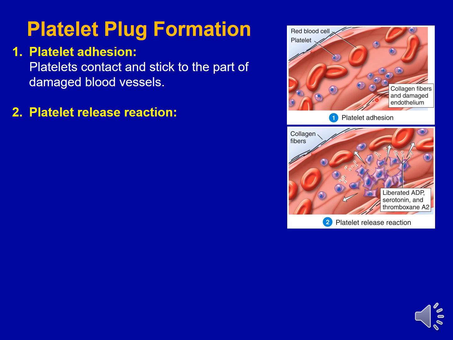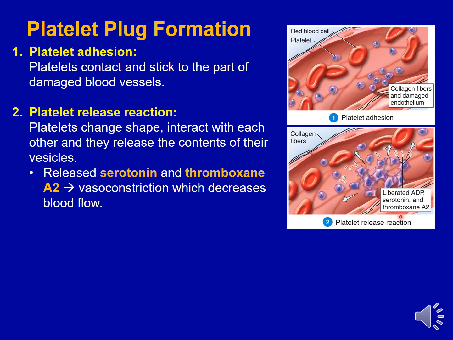The second step is the platelet release reaction, or platelet activation, or platelet aggregation. The platelets change their shape. They form finger-like processes to interact together. Also, the platelets start to release the contents of their granules, which are located inside. So we have an increase in the release of ADP, serotonin, and thromboxane A2.